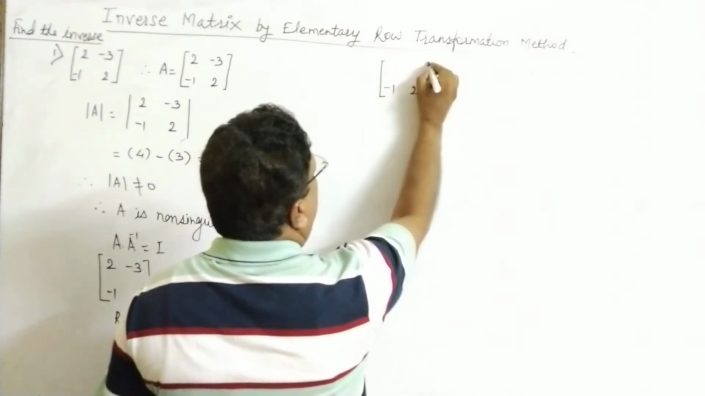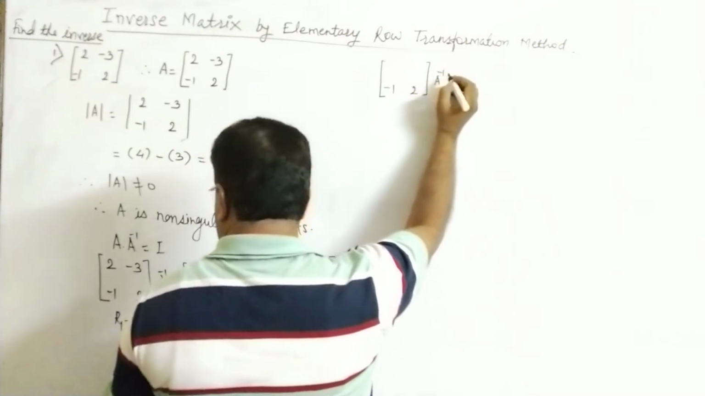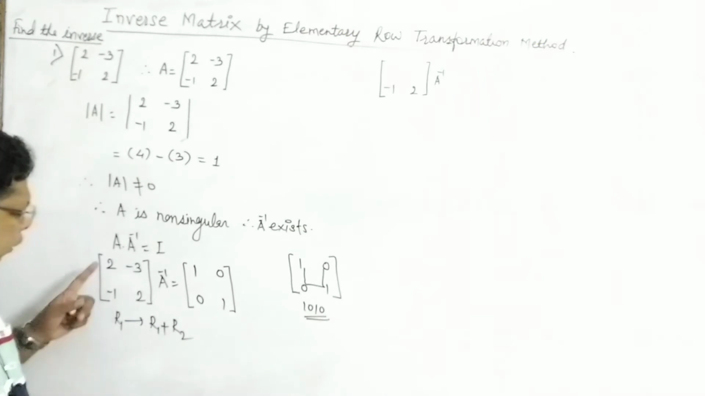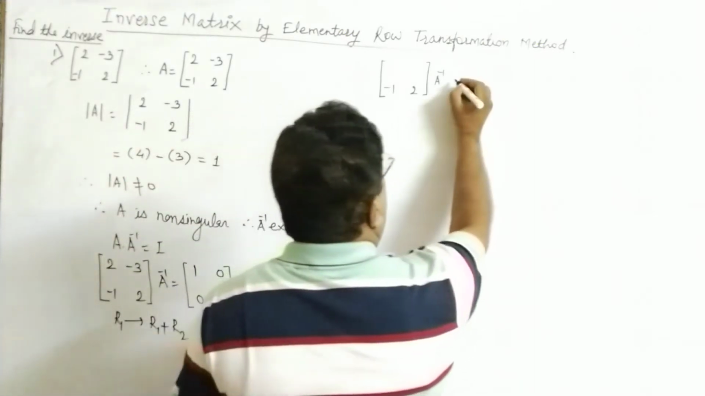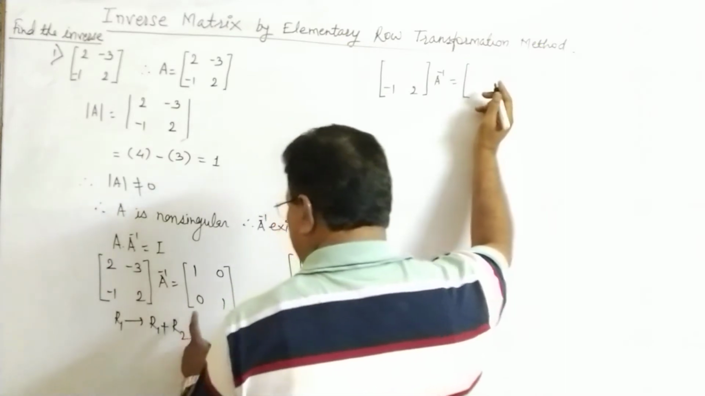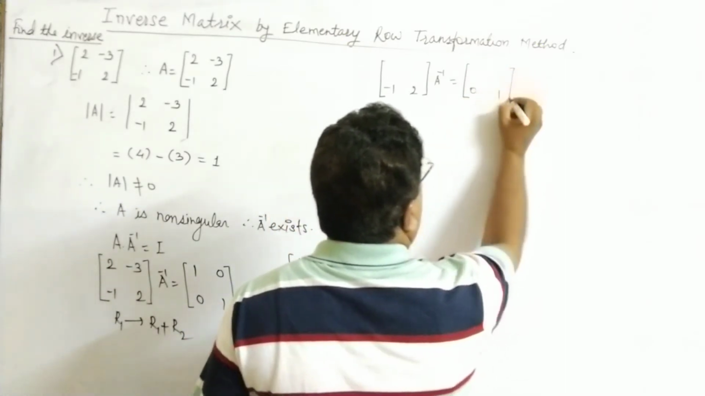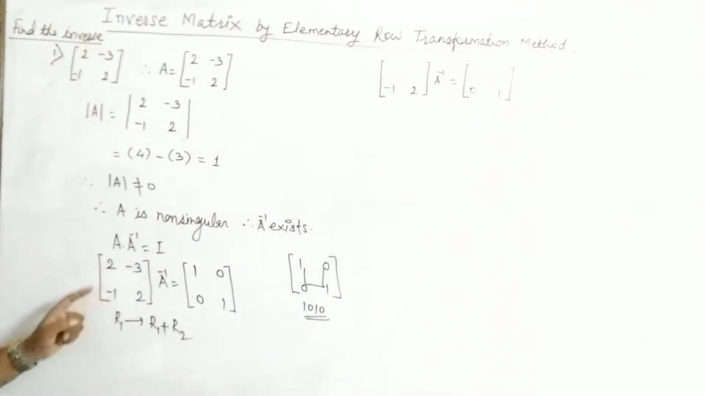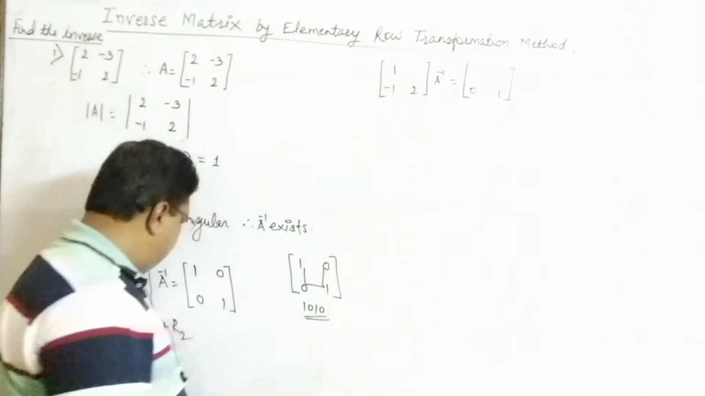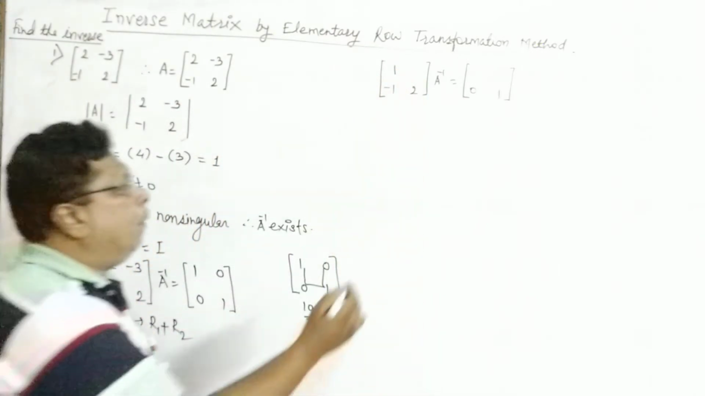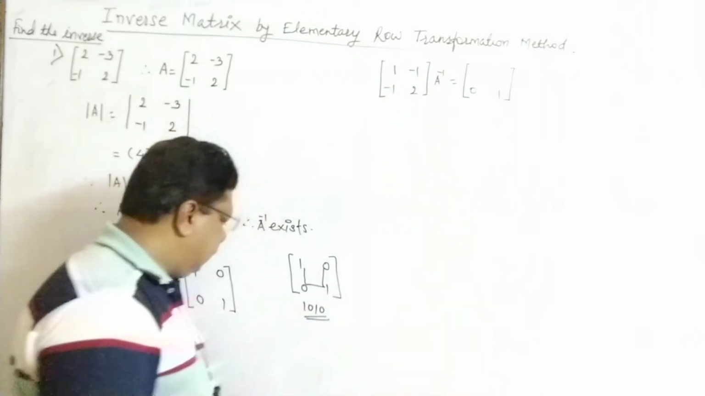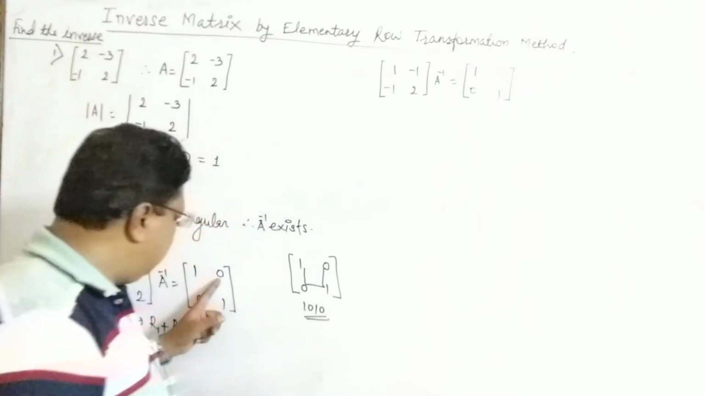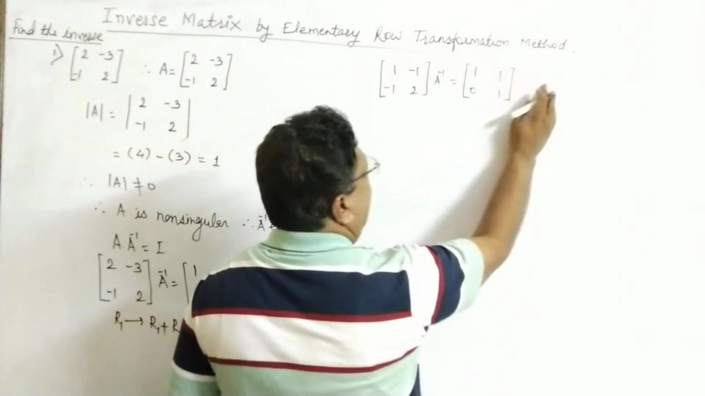Write down the second row, minus 1 2, A inverse. So R1 plus R2, because 2 minus 1 is 1. On the right hand side, 0 1. Operation is R1 plus R2. Simple operation. 2 minus 1 is 1. Then minus 3 plus 2 is minus 1. Same operation on the right hand side: 1 plus 0 is 1, and 0 plus 1 is 1. First step is over.